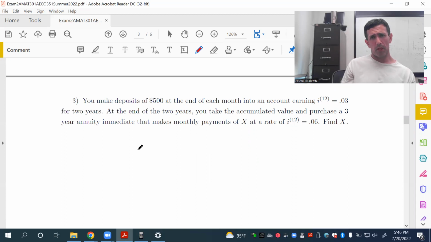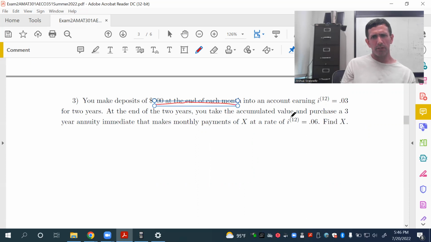Find X. All right, so for 1 and 3, just like the homework, you have to know what's going on. You have to understand what an annuity is, you can't just plug into a formula and poof, get your answer. Okay, so let's just think about what's going on. We have deposits of 500 for 2 years at the end of each month.